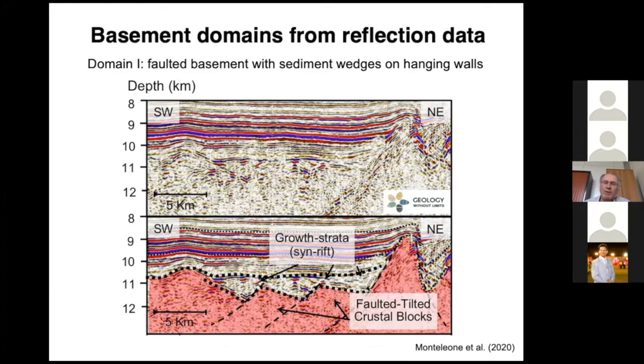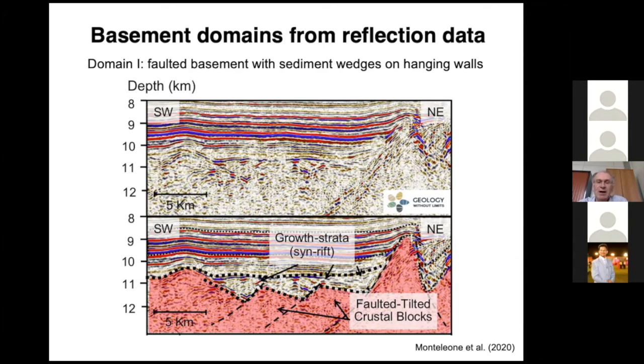One of the things we did with these data, so basically the 10-kilometre streamer allows imaging to the bottom of these thick sediments and some of the features in the crust below, whereas before that was really impossible with the 20-year-old reflection data with shorter streamers. You couldn't see the top of basement really. So we defined some basement domains based on reflection data, essentially based on the morphology of the basement.